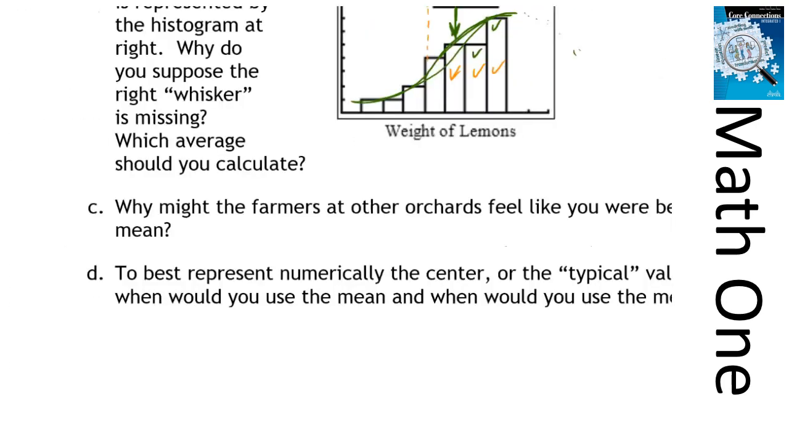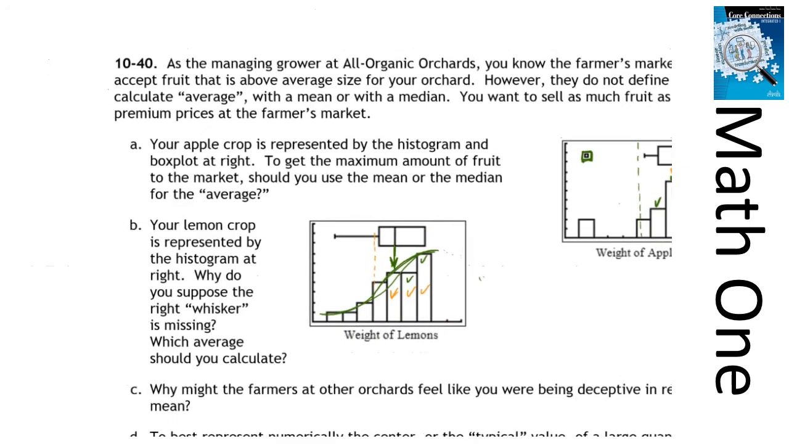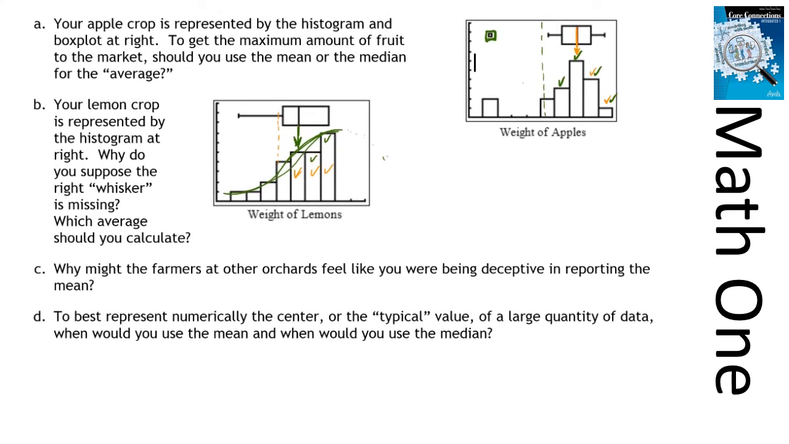And in fact, question B, I think I just kind of answered that, so you might want to rewind it and think about that. But it says, to best represent numerically the center or typical value of a large quantity of data, when would you use the mean and when would you use the median? So some things to consider there in terms of outliers and skewed data sets.